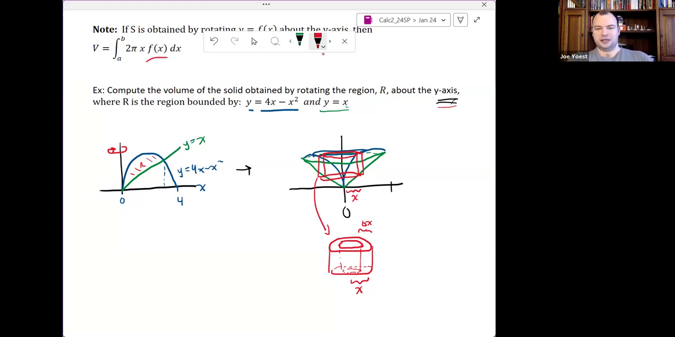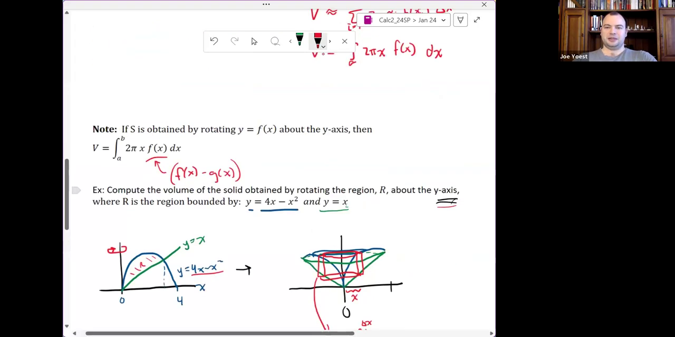My height isn't just like 4x minus x squared. My height is actually the difference between the blue and the green curve. I note that the blue curve is always the curve that's on top, that's associated with the higher y value, and the green curve is always on the bottom. So the height of my cylindrical shell is going to be blue function minus green function. Or this height is going to be 4x minus x squared, subtract my green function y equals x. So here I have an f of x that needs to be replaced with f of x minus g of x.